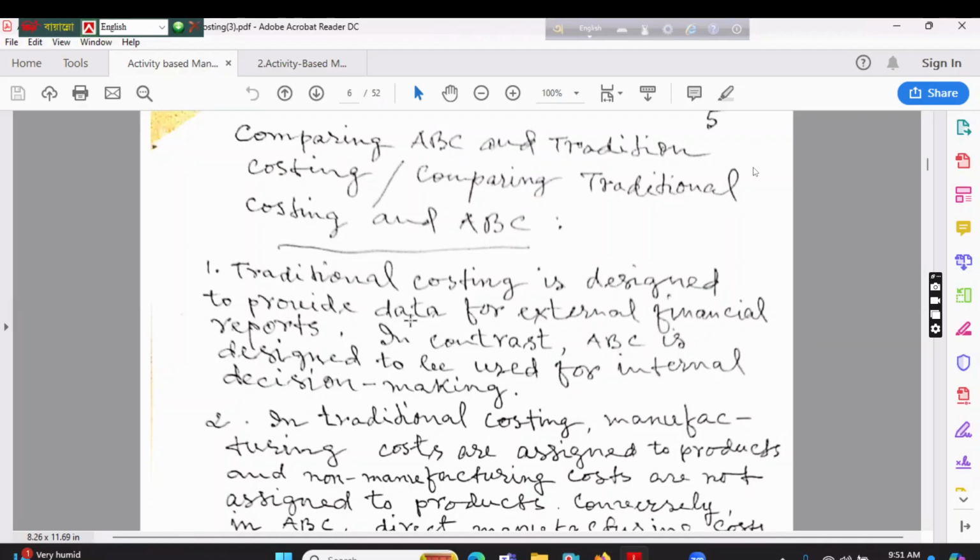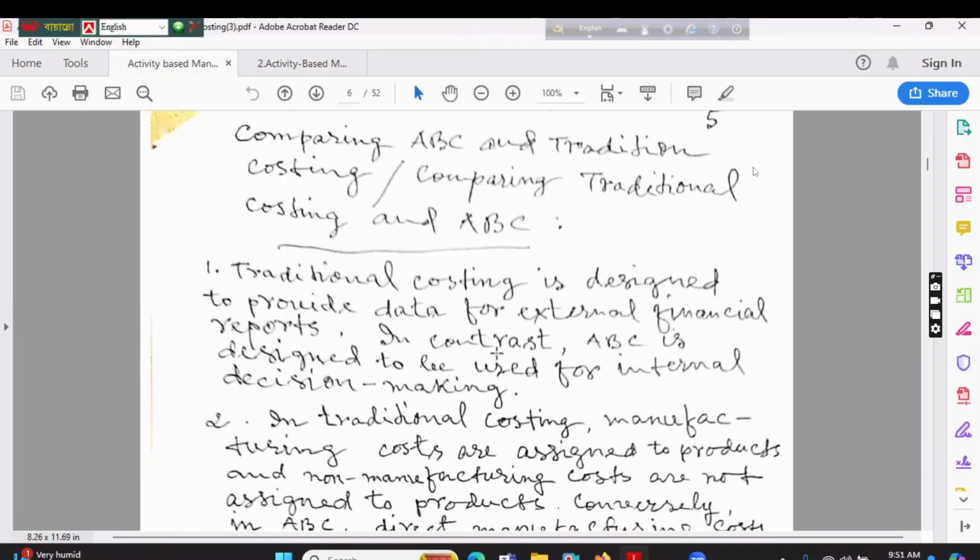But there is a difference between data and information. Earlier we discussed in detail about data and information, but at this moment we can use either data or information. Traditional costing is designed to provide data, or you can say information, for external financial reports.